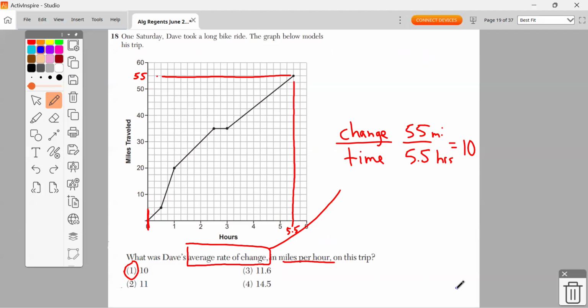In question number 18, one Saturday, Dave took a long bike ride. What was Dave's average rate of change in miles per hour for the trip? The way that you find the rate of change is to do your change divided by your time. How much did it change? Over what period of time? Well, he started off at 0 and he ended up at 55. So the change was 55. That's how many total miles he went. Over what period of time? Well, that happened over 5.5 hours. So 55 divided by 5.5 gives you 10, which is choice 1.